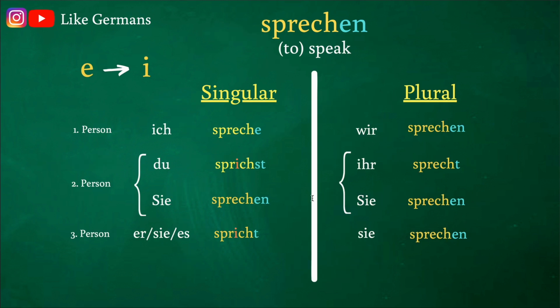Let's take a look at an example to understand this better. So, sprechen. As you already know, the e will turn into i. This only happens in the second person singular with du and in the third person singular with er, sie, es. So, sprechen, the conjugation is ich spreche. Du sprichst. Sie sprechen. Er, sie, es spricht. Wir sprechen. Ihr sprecht. Sie sprechen.